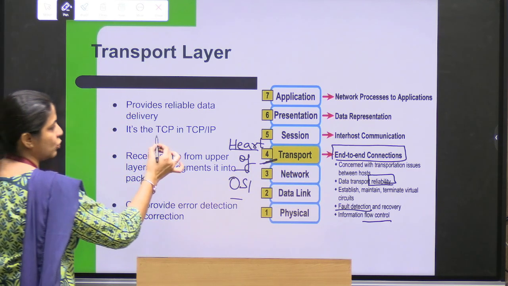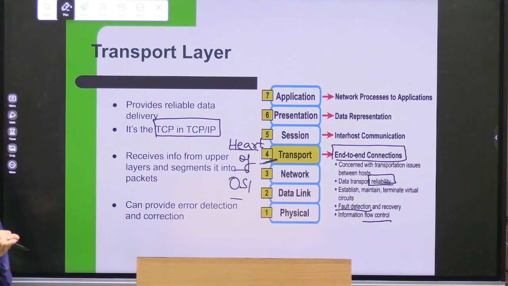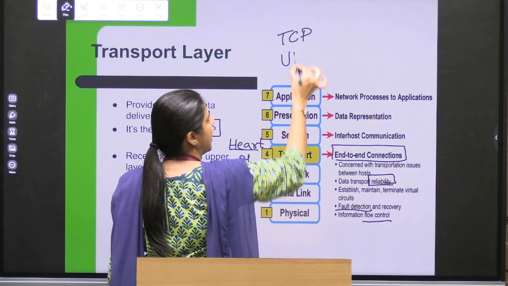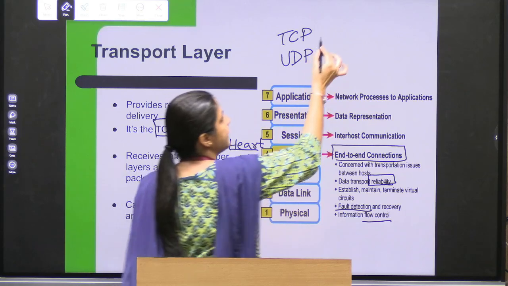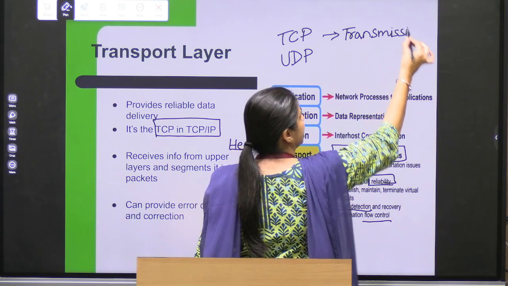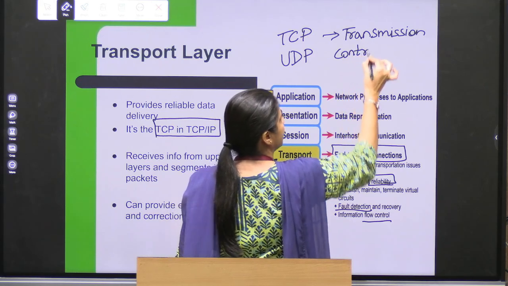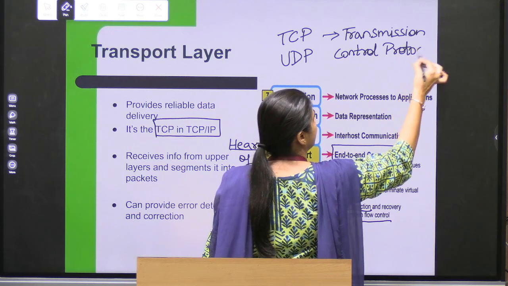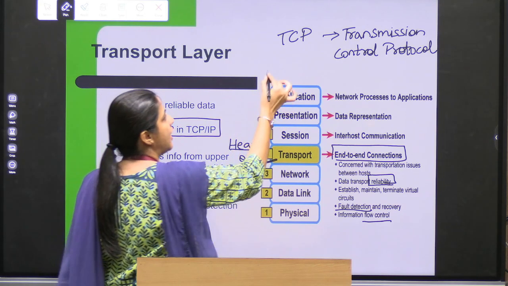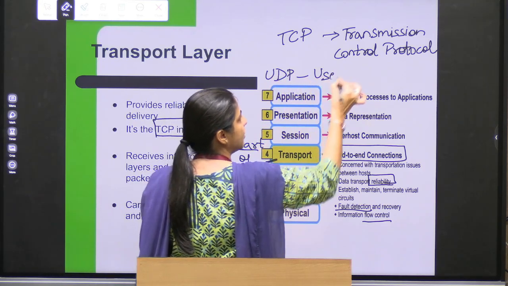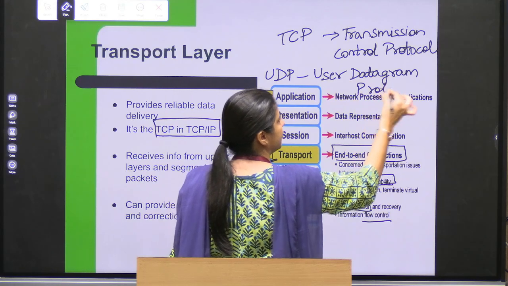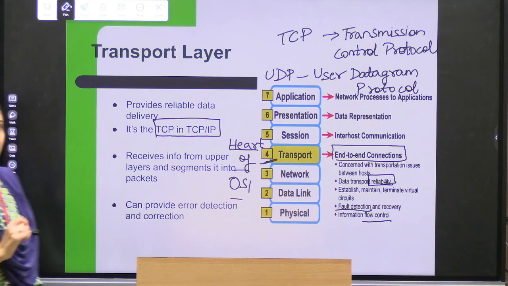We have protocols used here, that is TCP and UDP. The transport layer basically uses two protocols. One is TCP and one is UDP. TCP is Transmission Control Protocol, which is known for its reliability, and it is a connection-oriented protocol, and UDP is User Datagram Protocol, and it is a connectionless protocol.